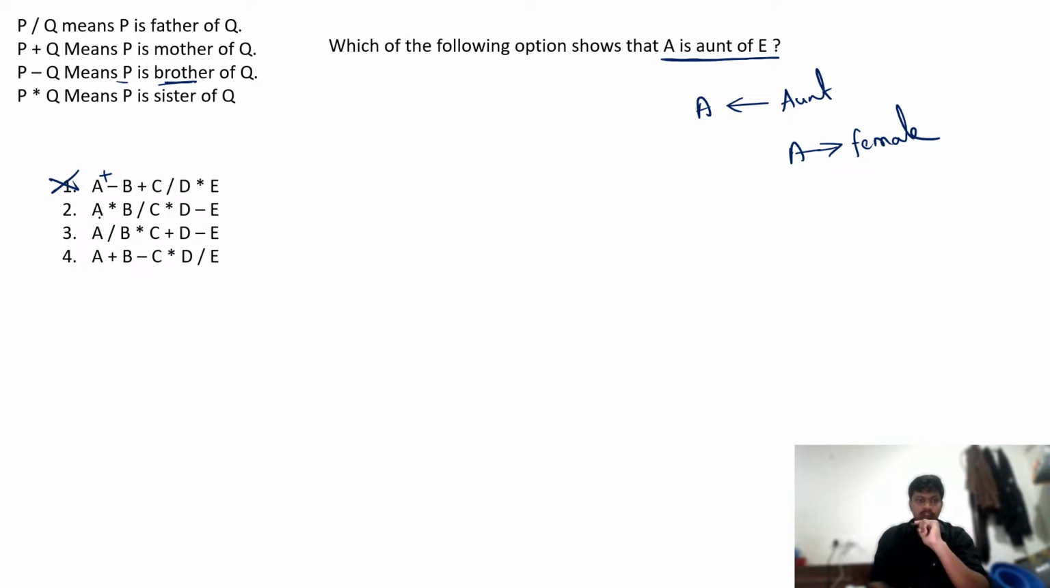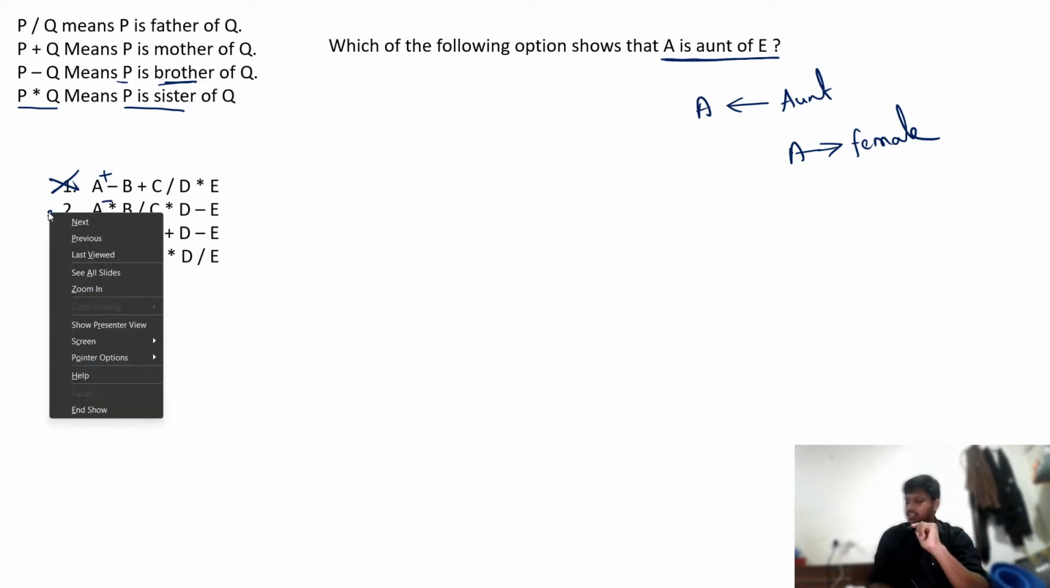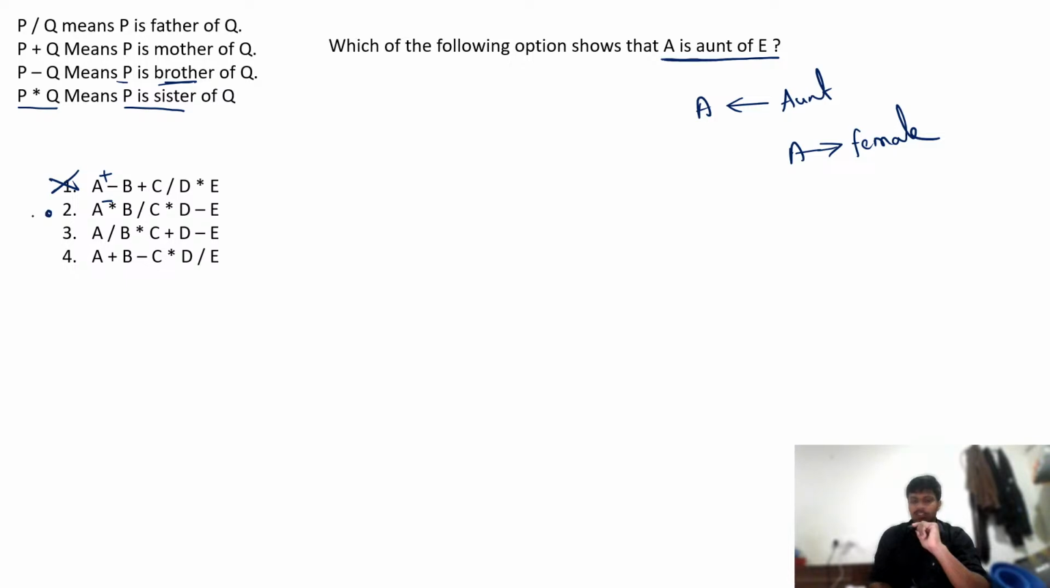Let's go to the second one. A into B. See, P into Q means P is sister. Here A into B means A is sister, that means A is a female person. I also want a female, and here also A is a female. So this can be my answer. I am not saying that is my answer, but that can be my answer. Go to the third one. A by B. A by B means A is father of B. Here A is a male person, so I don't want this option.